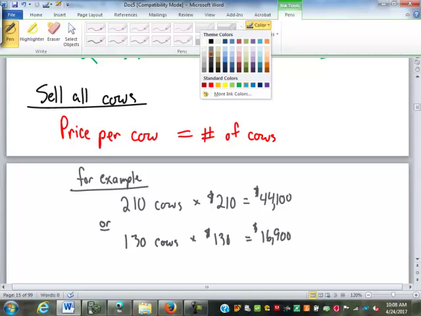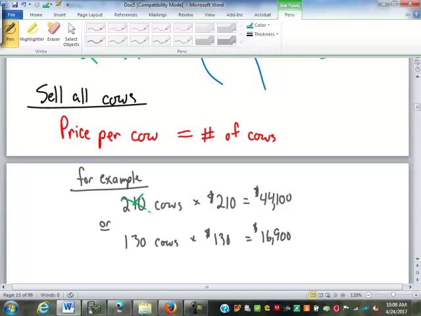I will tell you this: they didn't have 210, and they did not have 130 cows. Neither one of those is the right answer. I just put them out there as examples to show you how the price works. So the dollar amount they got per cow was equal to the number of cows they had.